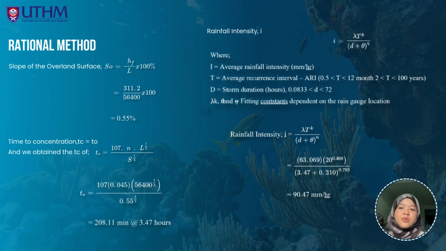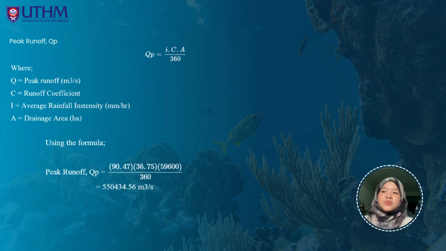The next step, we need to find the rainfall intensity, I. As you can see here, the equation. For rainfall intensity, we need to find it using the table of MSMA second edition. So the answer that we will get for rainfall intensity is 90.47 millimeters per hour.